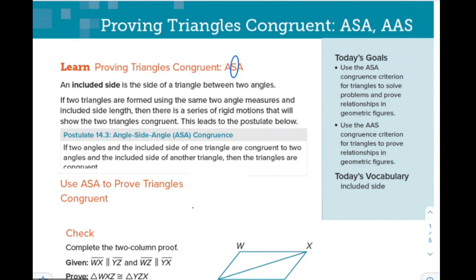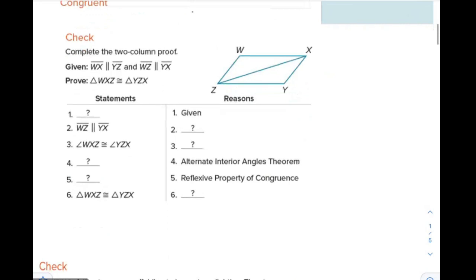So if two angles are formed using the same two angles, measures, and included side lengths, then there is a series of rigid motions that will show that two triangles are congruent. This leads to the postulate below. If two angles and the included side of one triangle are congruent to two angles and the included side of another triangle, then the triangles are congruent. So let's take an exercise here or example.